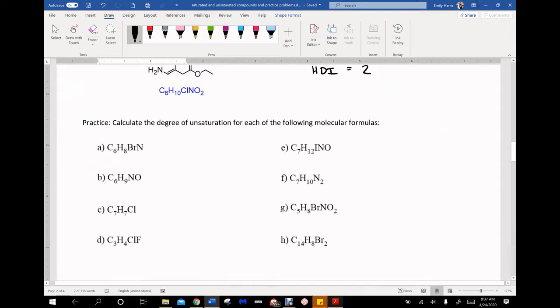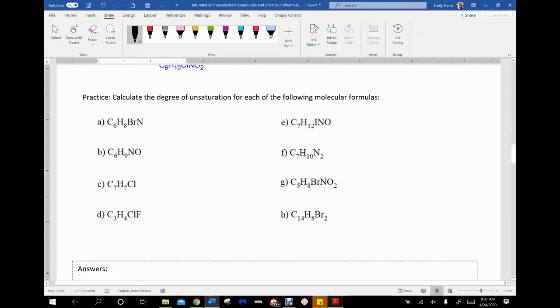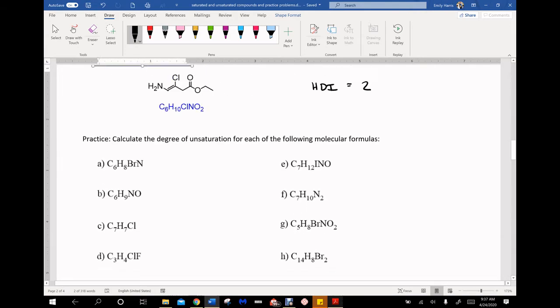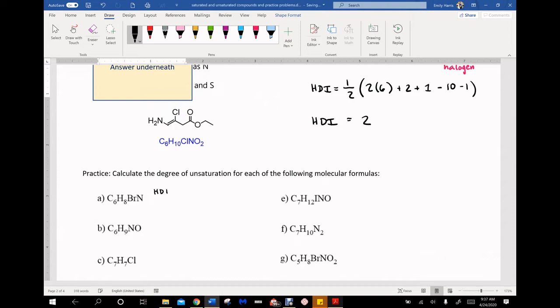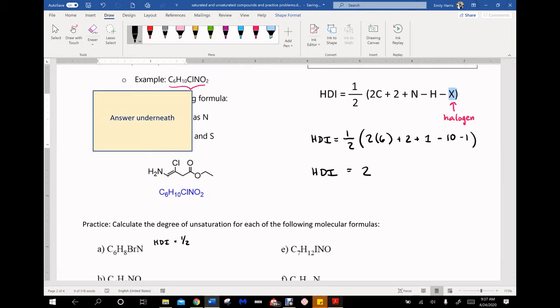Okay, so now one more practice opportunity for you. I'm going to work A with you real quick, and then I'll let you do the other ones and check your answers. So we've got our formula: the hydrogen deficiency index is equal to 1/2 times the quantity 2 times the carbons plus 2 plus nitrogen minus hydrogen minus halogens.